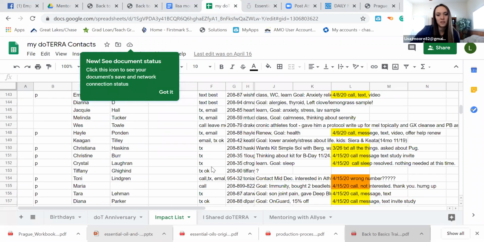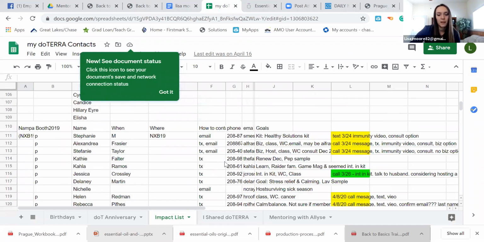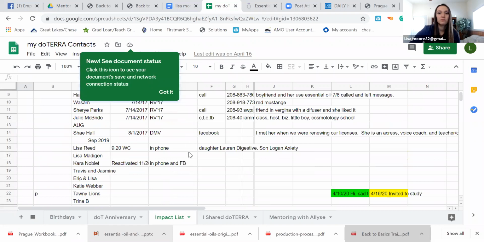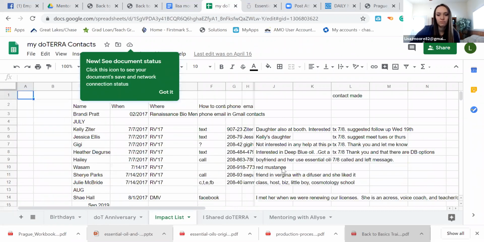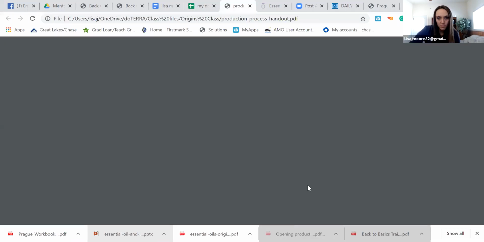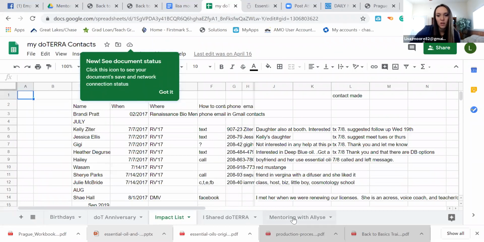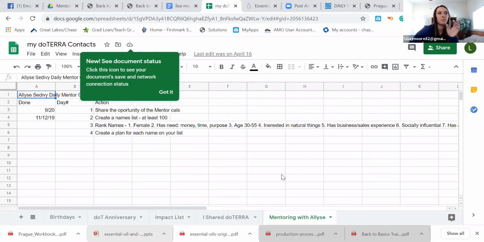Now, a lot of this stuff in here, I had transferred from, what's happening? Sorry. I transferred from my little drawing forms from my booths and things that I would do. So I have a lot of different information on there.